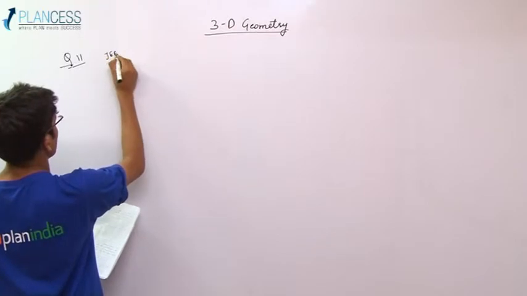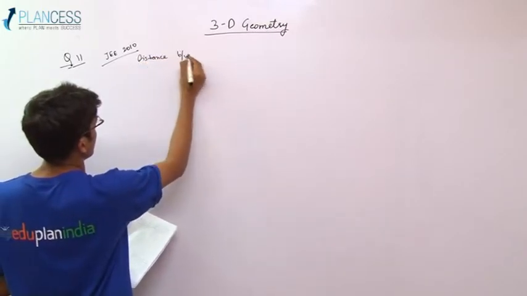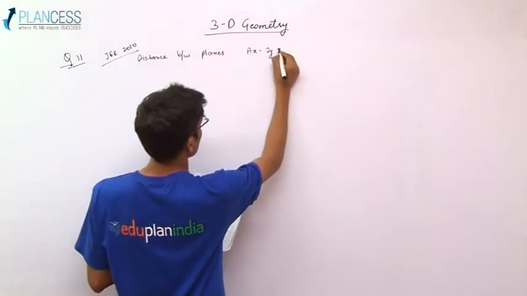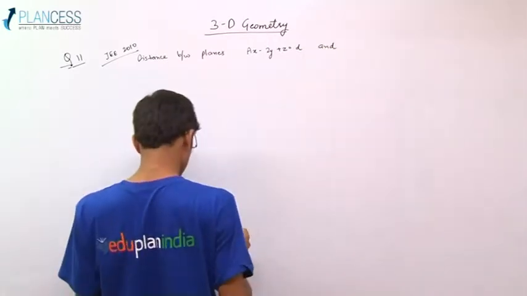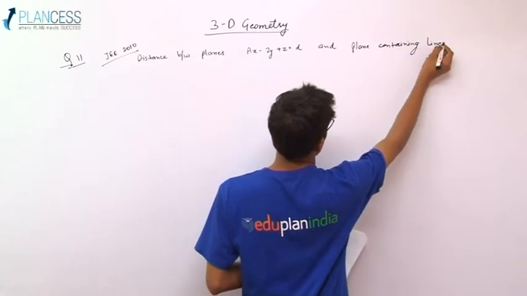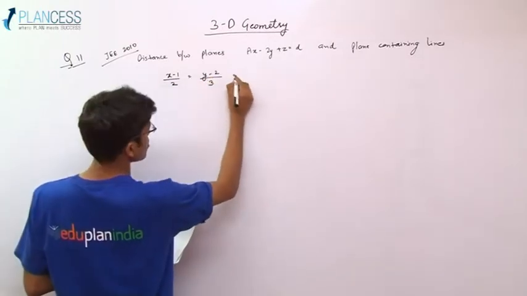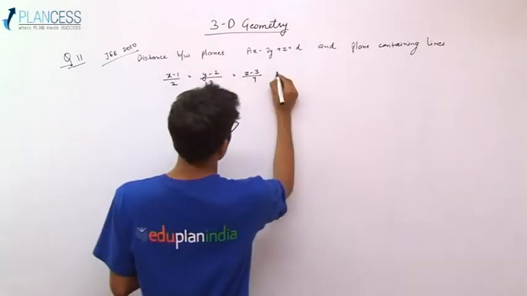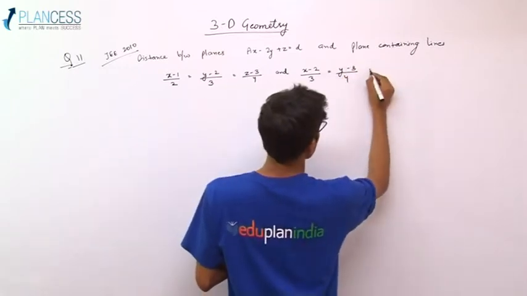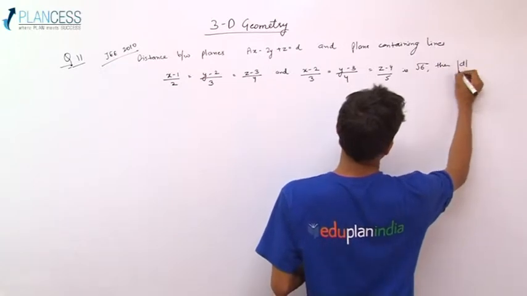So this is from JEE 2010. The distance between the plane ax minus 2y plus z equals d, and the plane containing the lines (x minus 1) divided by 2 equals (y minus 2) divided by 3 equals (z minus 3) divided by 4, and (x minus 2) divided by 3 equals (y minus 3) divided by 4 equals (z minus 4) divided by 5, is root 6. Then mod d equals what?